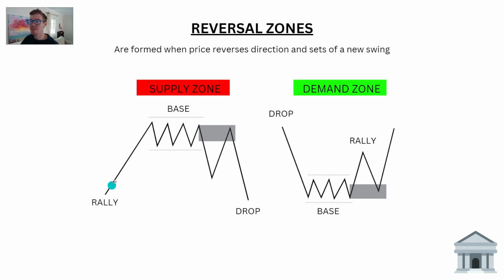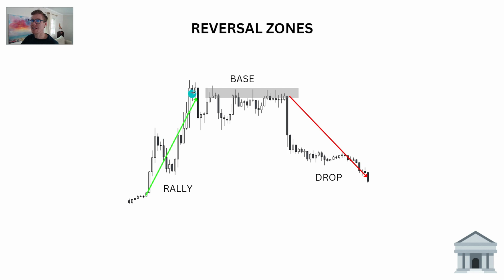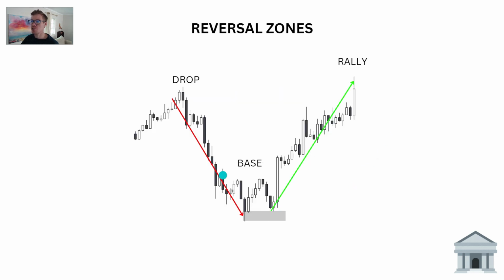With supply zones, we get this rally, base, and drop. With demand zones, we get this drop, base, and rally. Price rallies up, consolidates into this base, and drops. Price drops, finds a base, and then rallies.